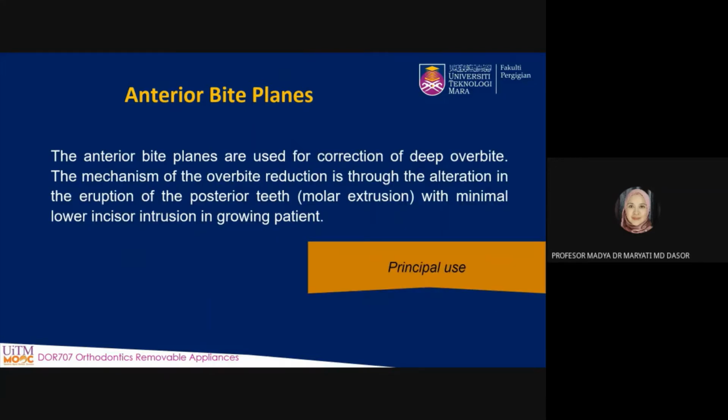What are the principal uses of anterior biteplane? Anterior biteplanes are used for correction of deep overbite. The mechanism behind the correction of a deep overbite is through the altered eruption of posterior teeth, which allows the molar to extrude with minimal lower incisor intrusion, especially in growing patients.